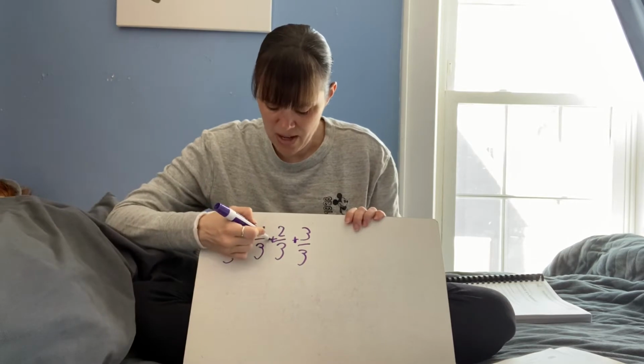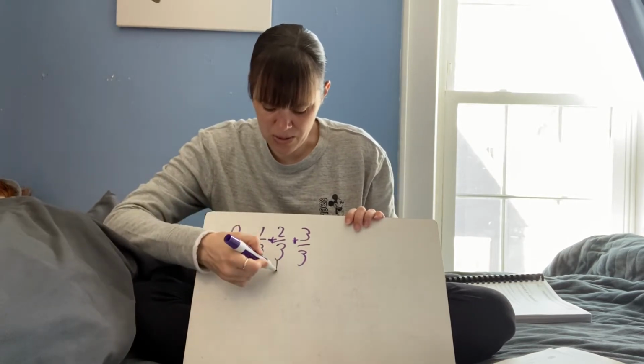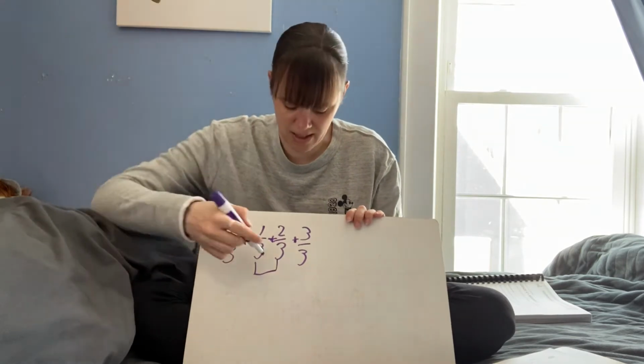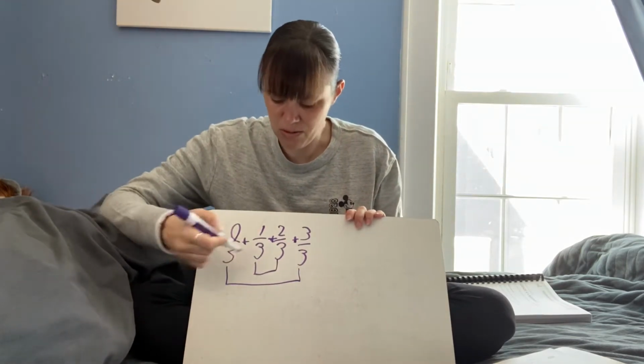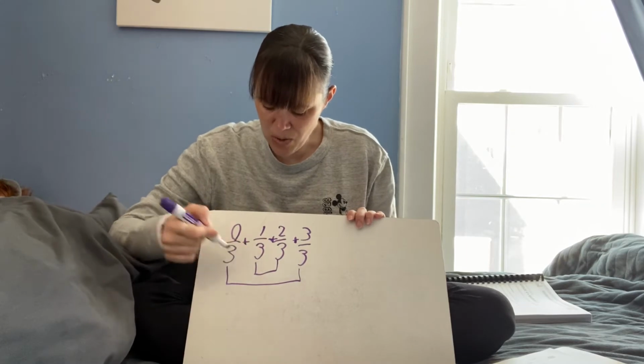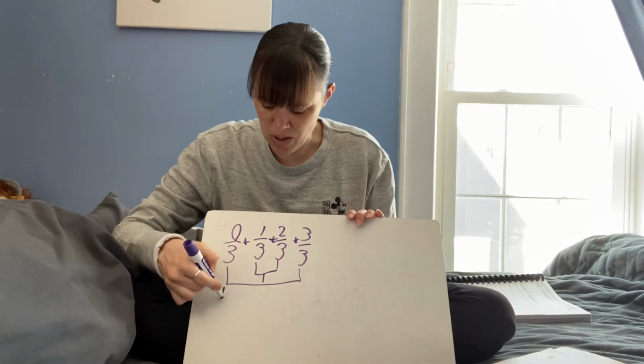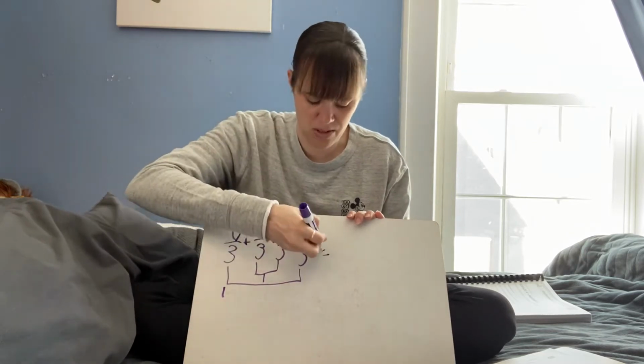So a lot of you might look at these two and be like, oh, well, 1/3 and 2/3 is 3/3. Excellent. And 3/3 and 0/3 are 3/3. So when you add these two, you get 1. And when you add these two, you get 1. So our answer is 2.